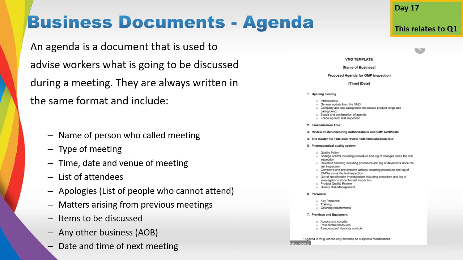Then we have apologies, which are a list of people who cannot attend. Then it starts with matters arising from previous meetings, the items to be discussed, any other business or AOB for short, and the time and date of the next meeting.